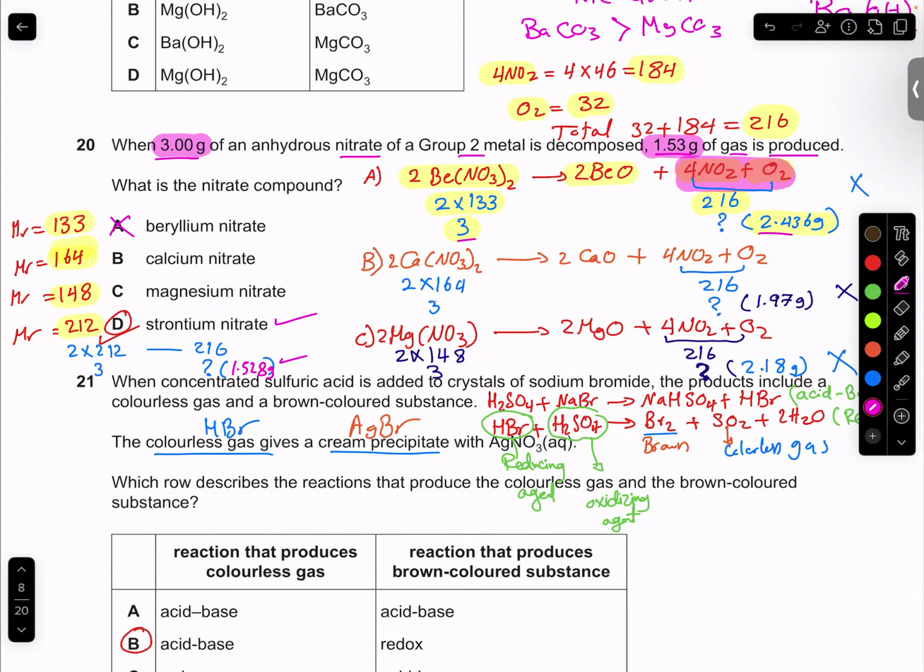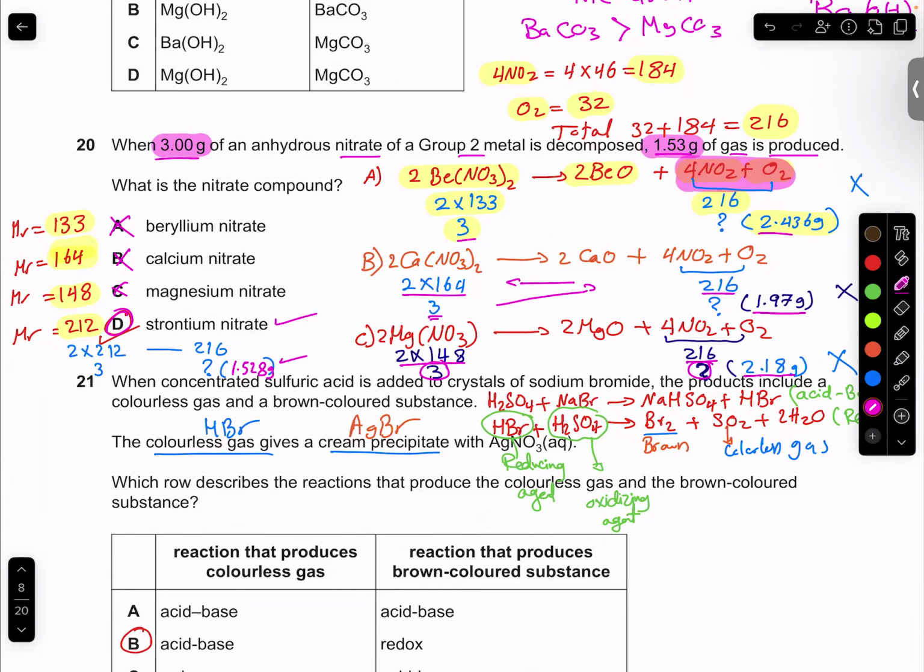The second one, calcium nitrate, is exactly the same equation: 2 times 164 produces 216. So 3 grams produces, by cross multiplication, 1.979 grams of gases, which is wrong. For magnesium nitrate, 2 times 148 produces 216 of gases. So 3 grams produces, you will find, 2.18. So C is wrong, B is wrong, so automatically the answer is D.